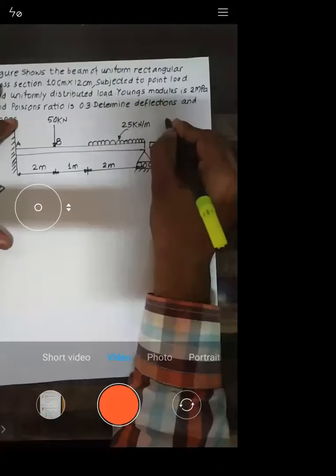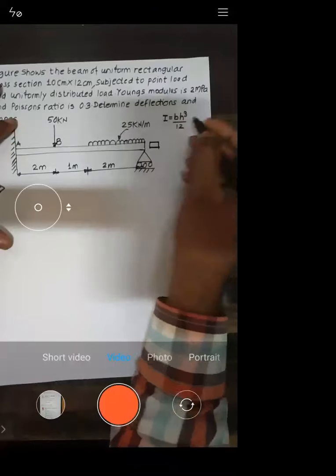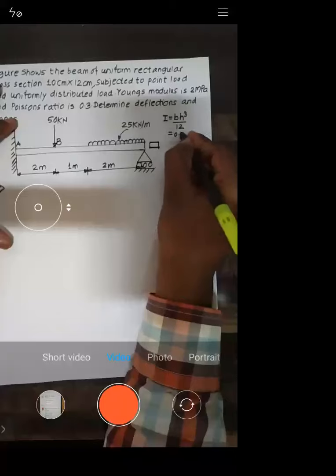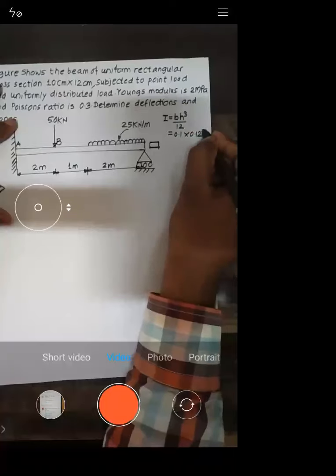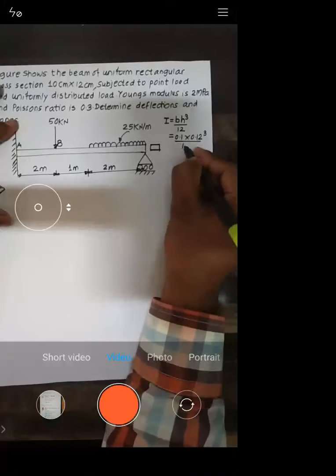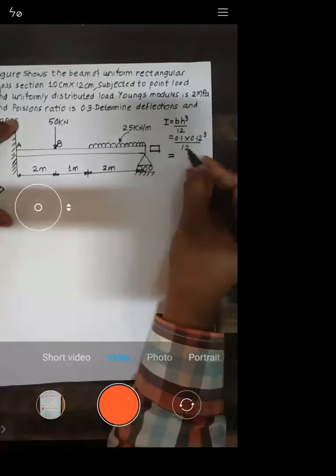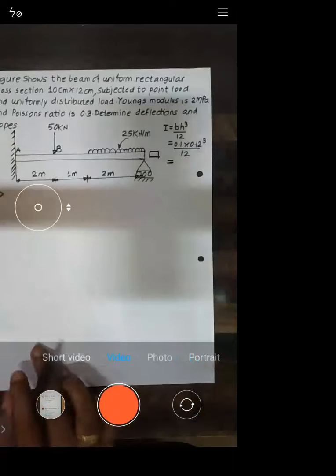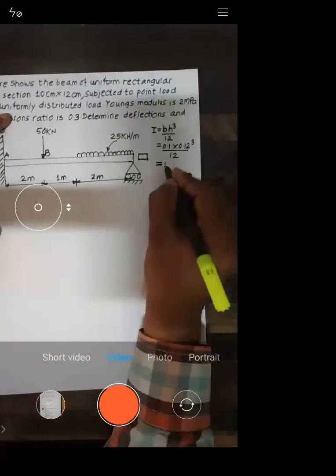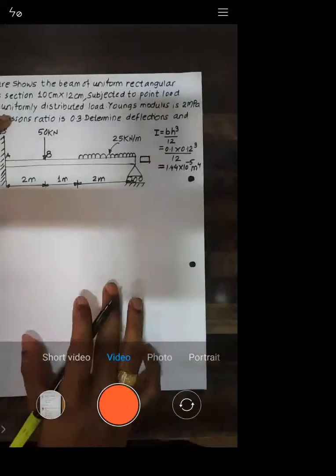So if I need to calculate the moment of inertia I, it is given by BH cube by 12 for a rectangular section. B is 0.1 meter and H is 0.12 meter. So tell me what value of I you're getting. 0.1 into 0.12 cube by 12 gives 1.44 into 10 raised to power minus 5 meter raised to power 4. This is I.